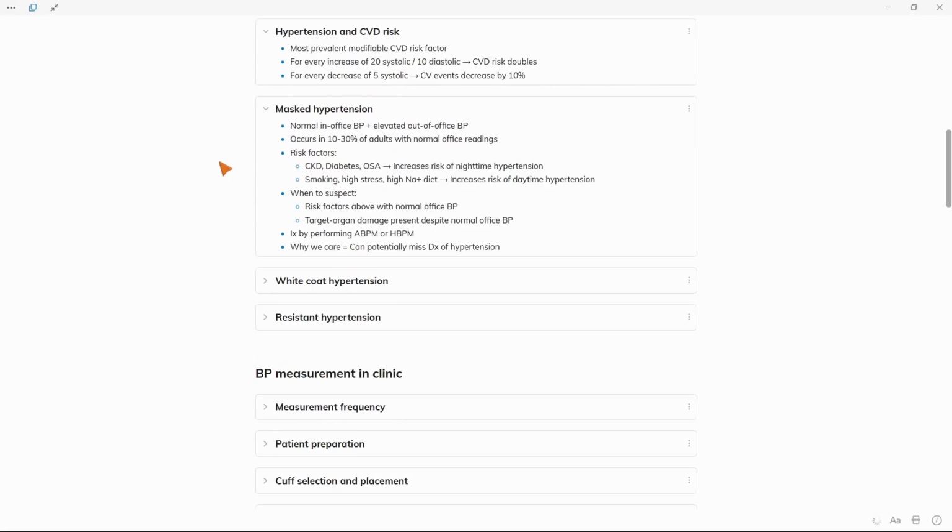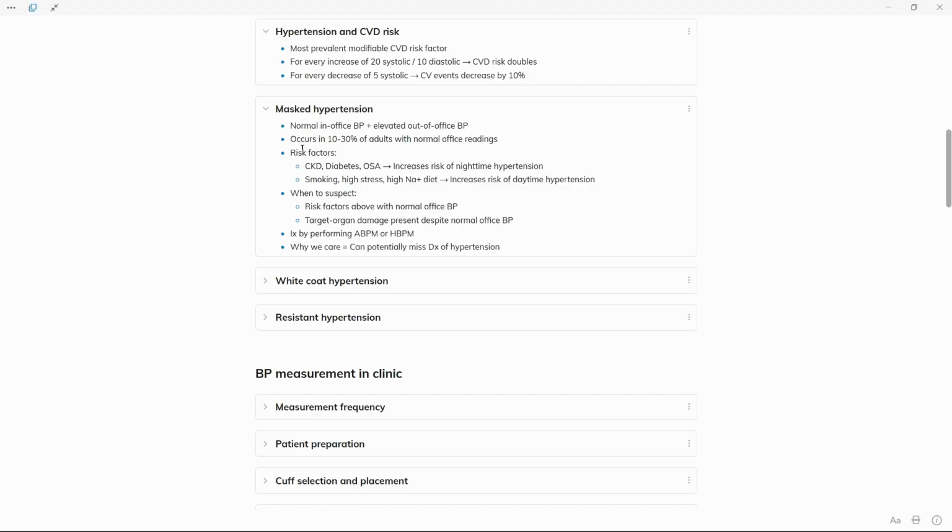So before moving on and talking about the evaluation of hypertension, I think it's important to talk about masked hypertension, as well as white coat and resistant hypertension. So masked hypertension is, as we covered before, where your blood pressure in the clinic is normal, but the patient's blood pressure outside of the clinic is elevated. It occurs in 10 to 30% of adults with normal office readings, which is quite common, more common than I would think.